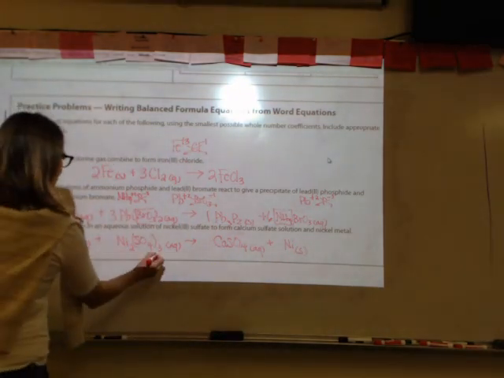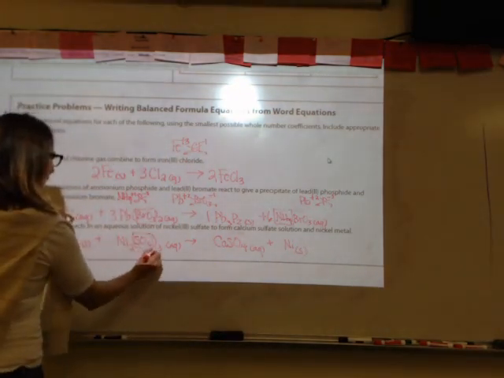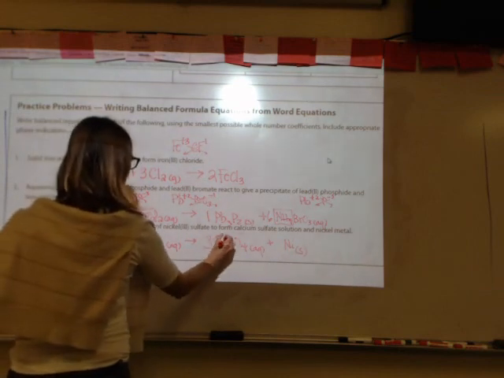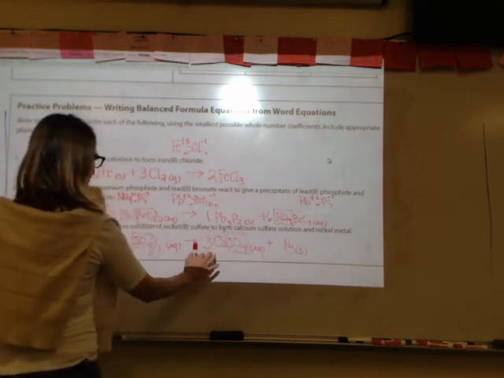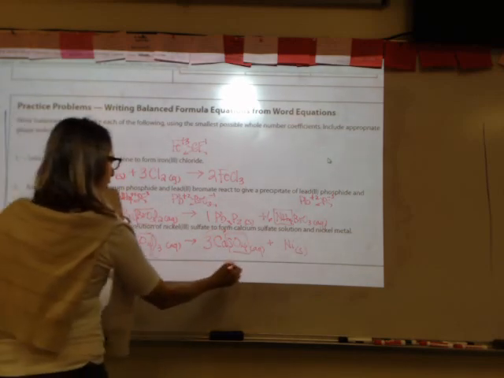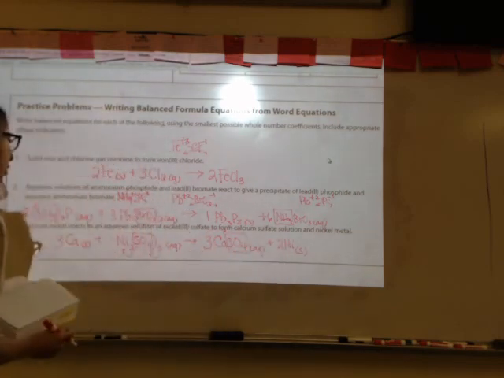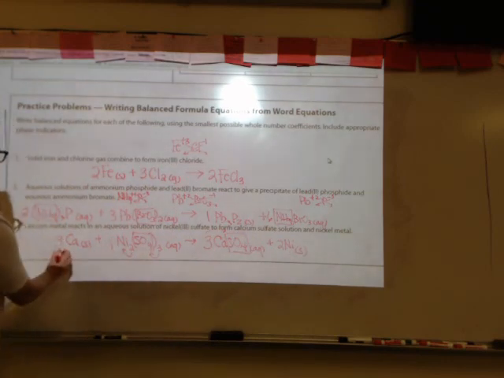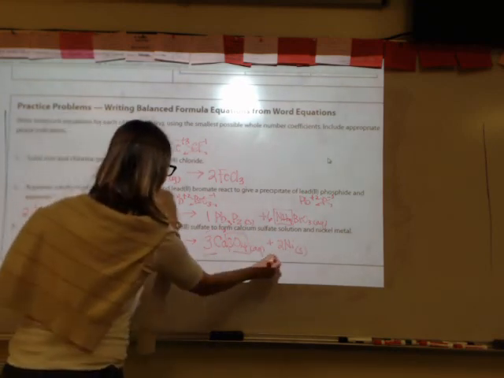Now, if I have 3 SO4s on the reactant side, put a 3 over here to balance out your SO4s. You have 3 calcium, so put a 3 in front of calcium. You have 2 nickels on the left, so put a 2 in front of the nickel on the right. Your coefficients are 3, 1, 3, 2.